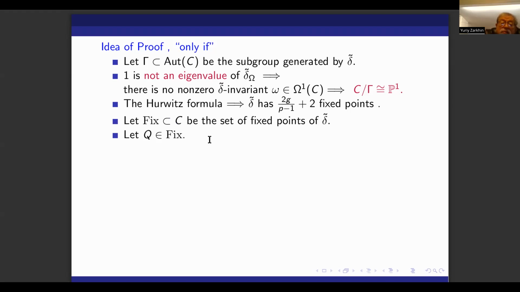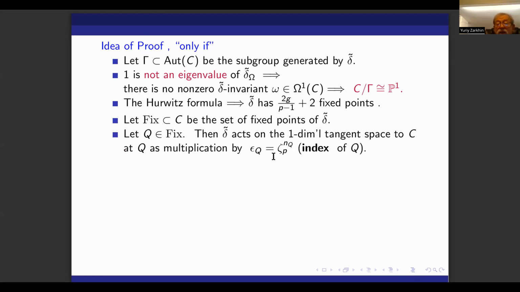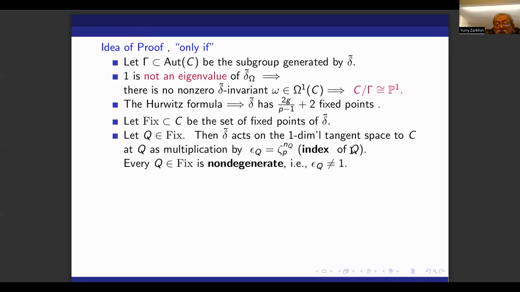Let q be a fixed point. Then delta tilde acts on the one-dimensional tangent space to C at q as multiplication by some root of unity, epsilon q, which is actually zeta p raised to the power n q. And this is denoted the index of q. One may check that every q is non-degenerate. In other words, each index is not 1.